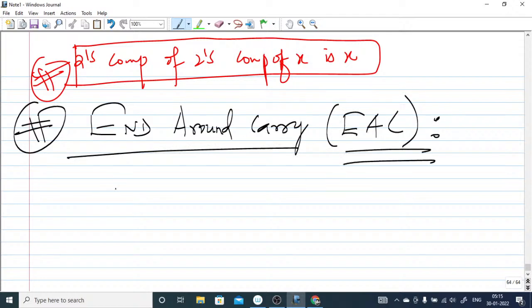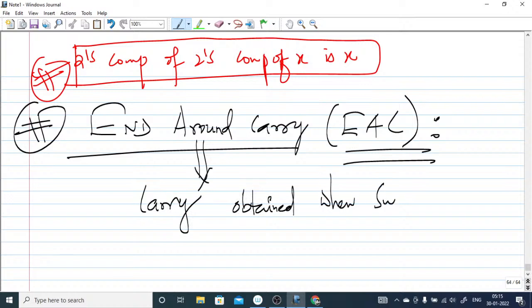So it is a carry obtained when the subtraction is converted to addition, right? So it is basically the carry only, the carry obtained when the subtraction is converted into addition. Okay, so let us see where EAC occurs.